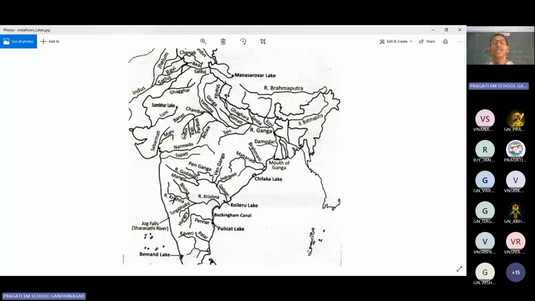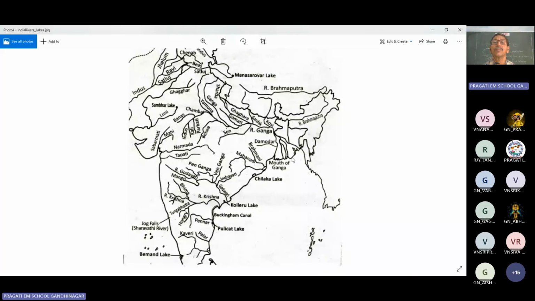Here coming across to the eastern side, see Mahanadi. Here only the Hirakud Dam was built. Here Chilka Lake, the saltwater lake. Here Damodar River. It is called the Sorrow of Bengal. It joins the Ganga River, Ganga main river. See, Ganga joins to the east of Bengal, forming a great delta called the Sundarban Delta.